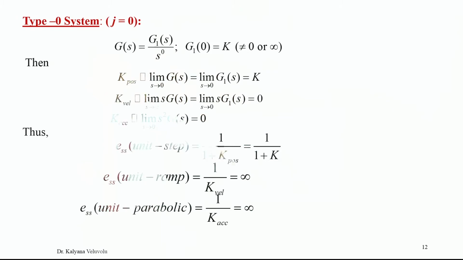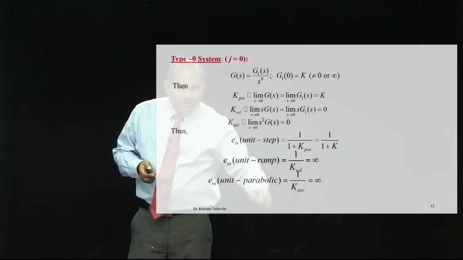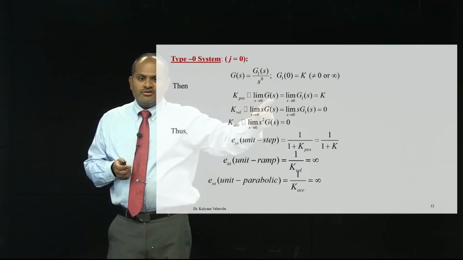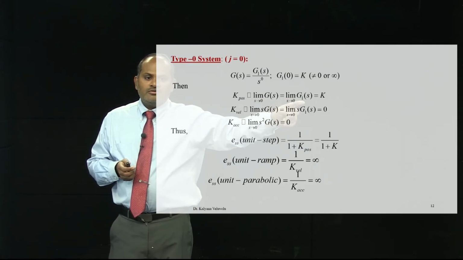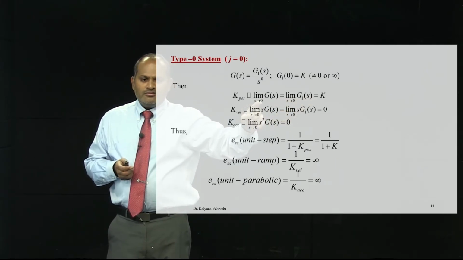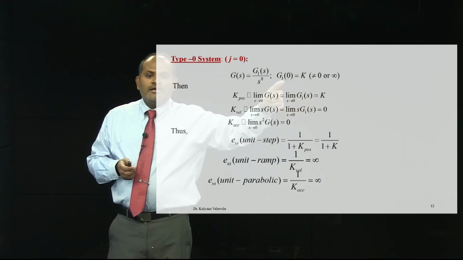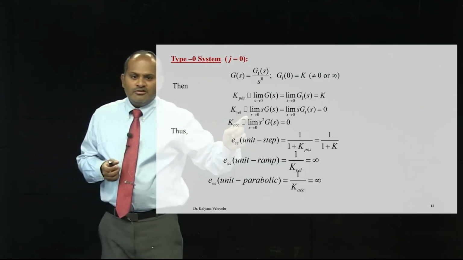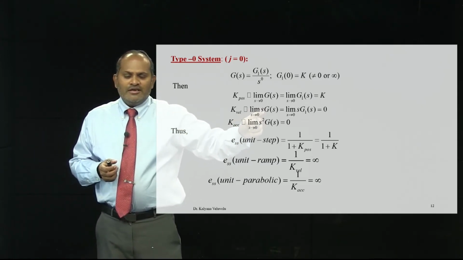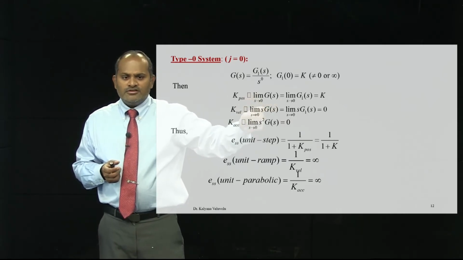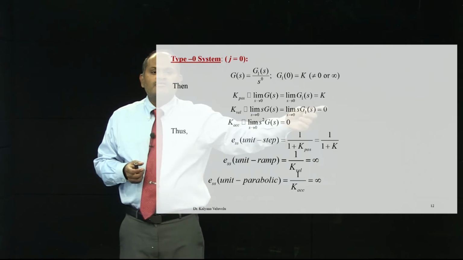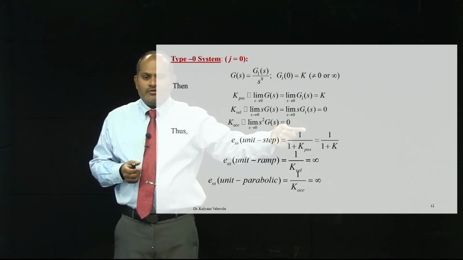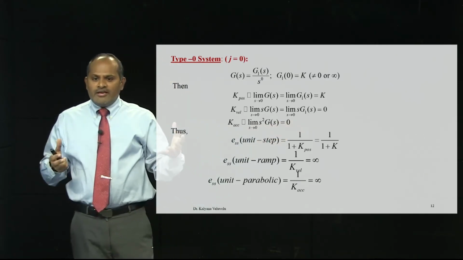Now, if we try to identify the terms, K position is limit s tends to 0, G(s), equal to limit s tends to 0, G1(s), equal to K. So, for s equal to 0, we will get a constant because it does not have any pole at the origin. In case of K velocity, limit s tends to 0, s into G(s). s into G(s) does not have any pole at the origin, so it will give you 0. In the same way, for acceleration, limit s tends to 0, s square G(s) will give you 0 because it does not have any pole at the origin.